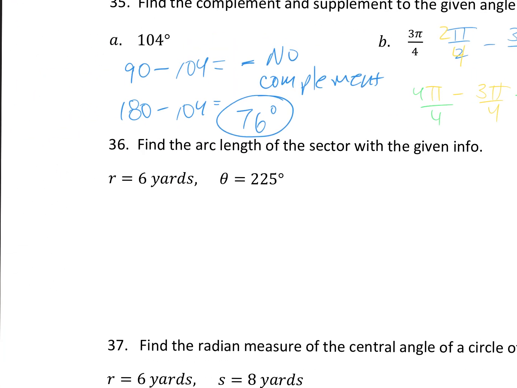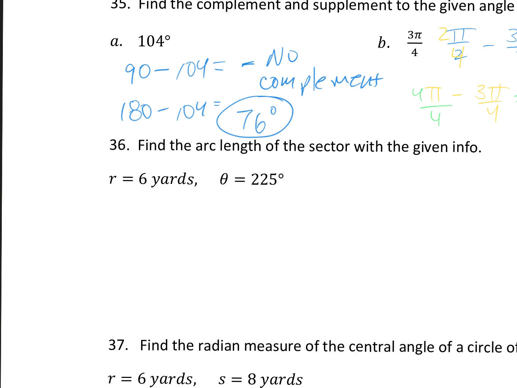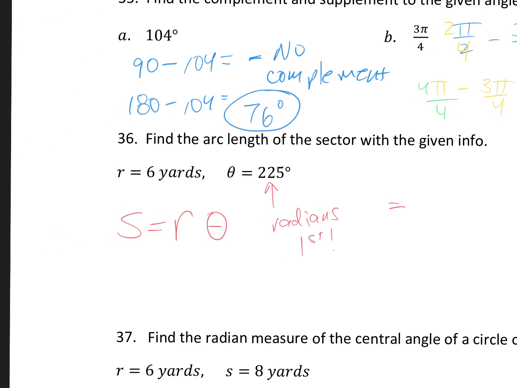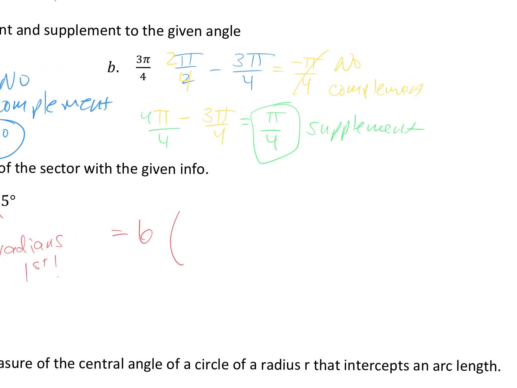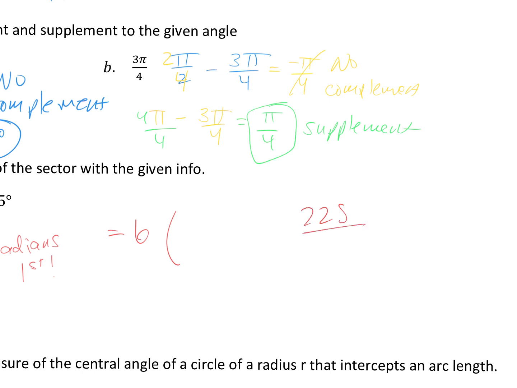All right, if you're finding the arc length of a sector, arc length is S equals R times theta. What is important about theta before you guys start doing this? This has to be in radians. Got to be in radians first. So I'm going to say, okay, my radius that they gave me is 6, and I'm going to convert 225 into radians. What goes into 225 and 180? 5. Okay, 5 goes into 180 36 times.